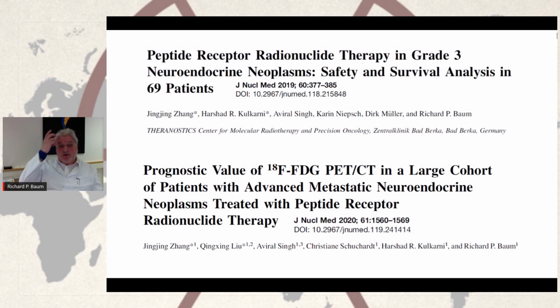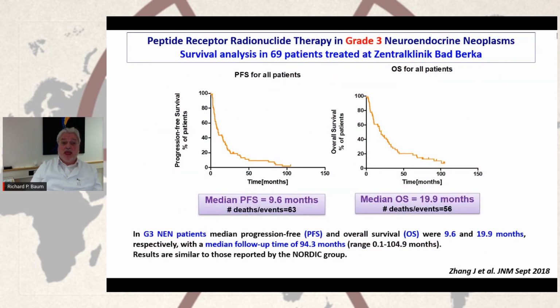So we have published two major papers last year and actually this year on PRRT in grade 1 NET in the Journal of Nuclear Medicine, as well as on the prognostic value of FDG PET-CT in a large cohort of patients. And we have analyzed our patient cohort at my previous center in the Zentralklinik Bad Berka and found out that even in G3 NEN, which are commonly not considered as a target for PRRT, we can achieve a median progression-free survival of 9.6 months and a median overall survival of 99 months, which is quite similar to results reported by the Nordic group.